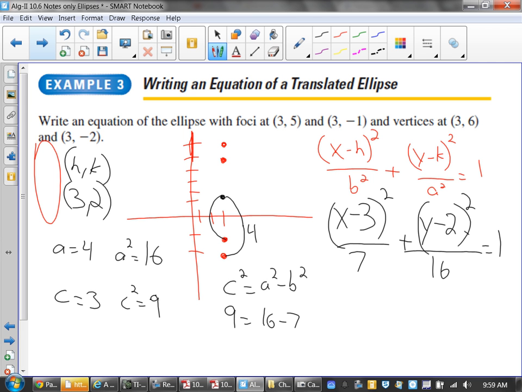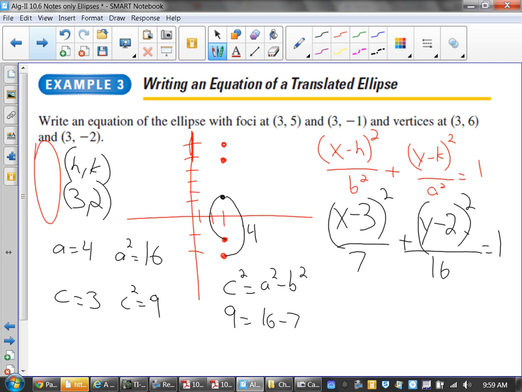The tricky part of working with a shifted ellipse is that you have to do one extra step of finding the center. Just like when we graphed it, you had to find the center to start graphing. Now you just have to find the center to write the equation. But you notice it's not that scary, is it? Not that bad. Hopefully.